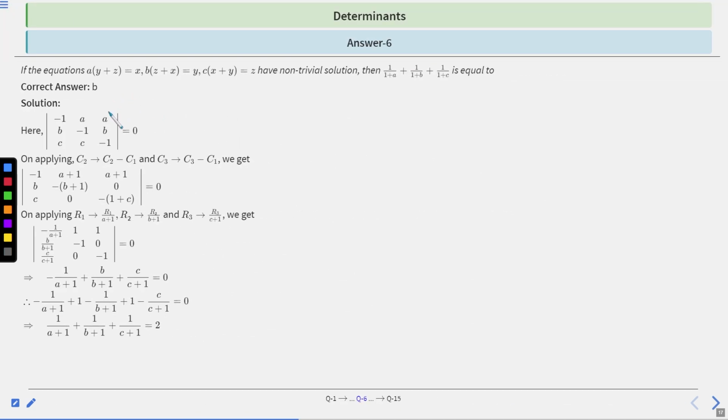So if the equations a(y plus z) is equal to x, b(z plus x) equal to y, and c(x plus y) is equal to z have a non-trivial solution, we have to calculate this. After adjusting this one, since it has a non-trivial solution, you can say the determinant value of this matrix is equal to 0, right? So after adjusting this, the coefficient of x is minus 1, y is a and z is a, right? So minus 1, a, a; b, minus 1, b; c, c and minus 1 equal to 0.